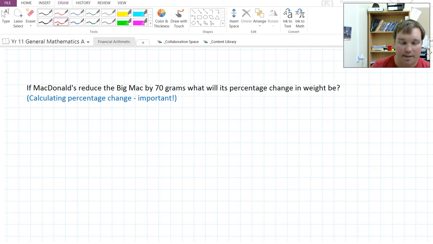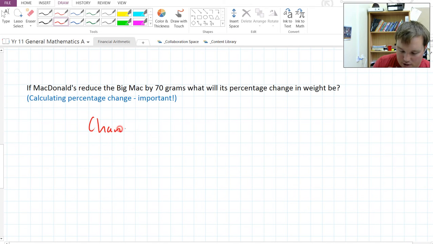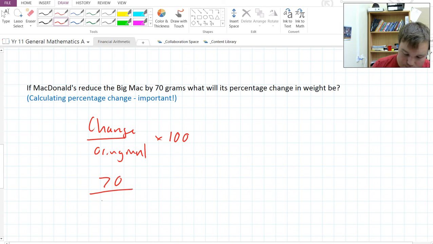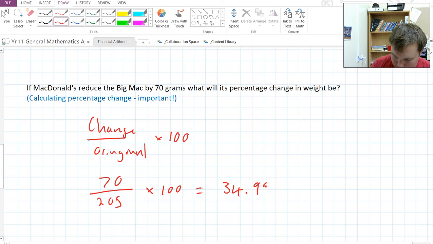And to do this, to calculate percentage change, you calculate it by change over original, times 100. The 100 converts it into a percent. So 70 is how much it's going to change by. The original is 205. Times it by 100 to get into a percentage. And the percentage change will be 34.95%.